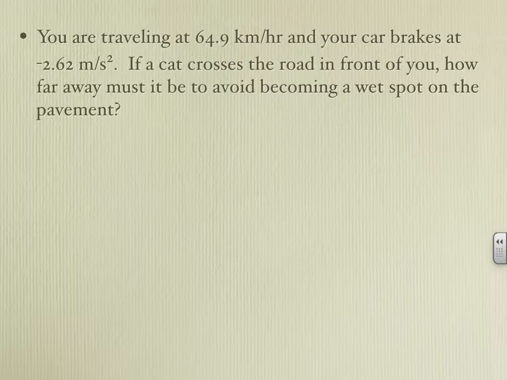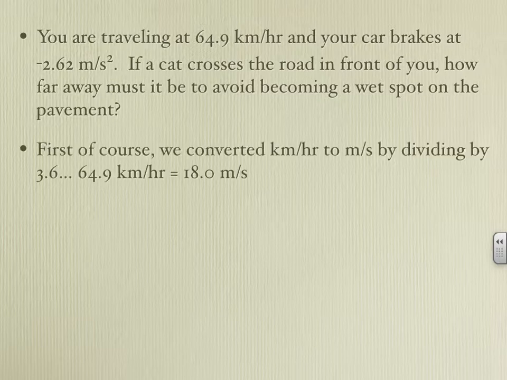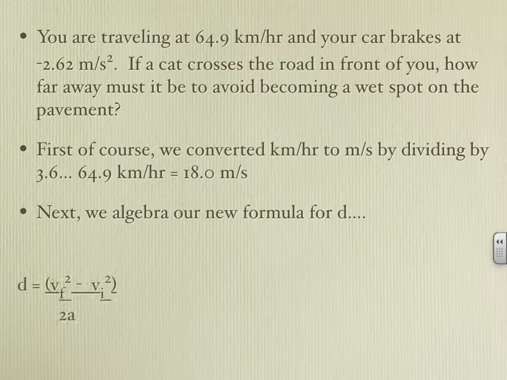Here's number 7 again. And again, we converted kilometers per hour to meters per second. So we had this as our V initial, and we had our V final, and this was our A. So if we algebra our new formula for D, it ends up looking like that. Those of you who are bad at algebra, you want to circle that or something so that you get used to the way it looks. And of course, if we're looking for A, the A and the D would just trade places. So that would be easy to deal with. If we plug in the numbers, it's going to look like this.